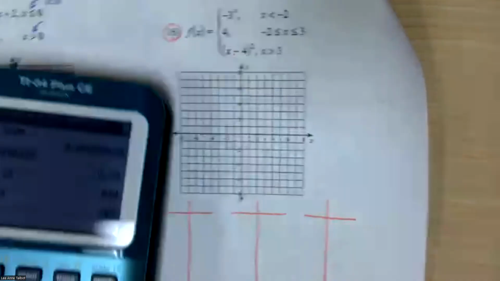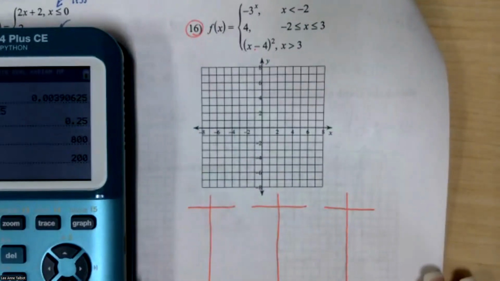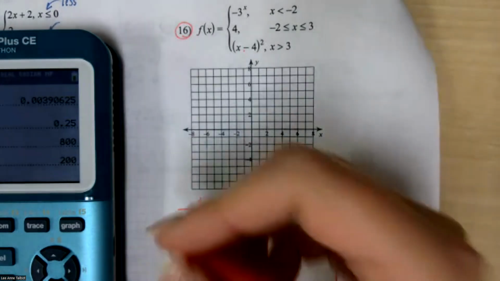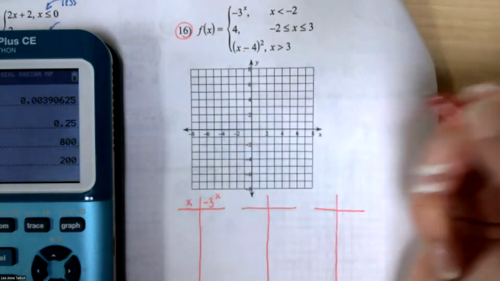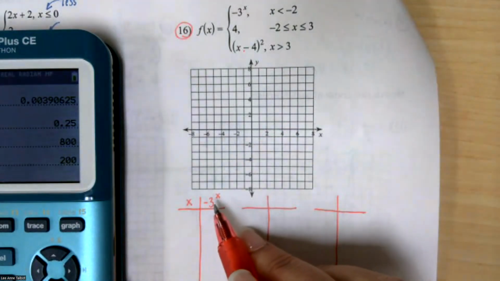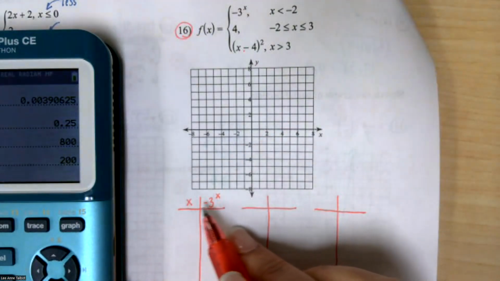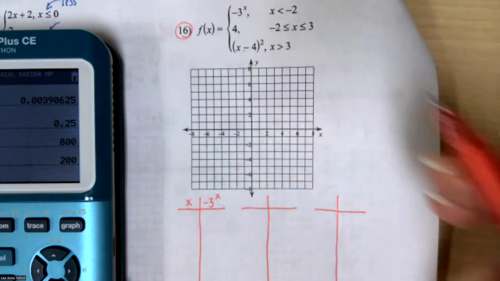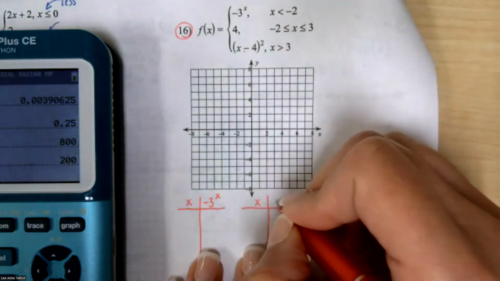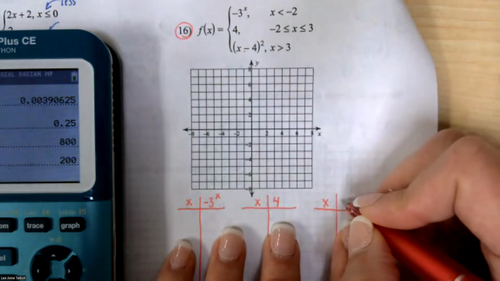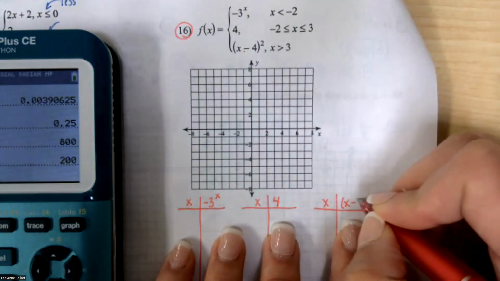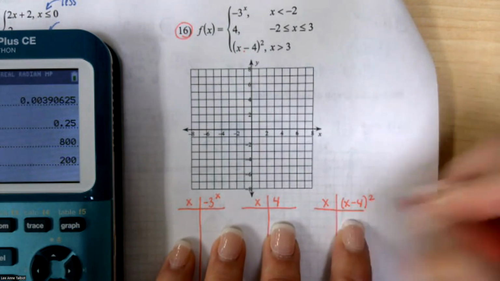Oh, I get to use my new beautiful calculator. Okay, my first table is going to be x and -3 to the x. I'm not just putting y there because I want to make sure I know this is for the first piece. X and, x and x minus 4 squared.